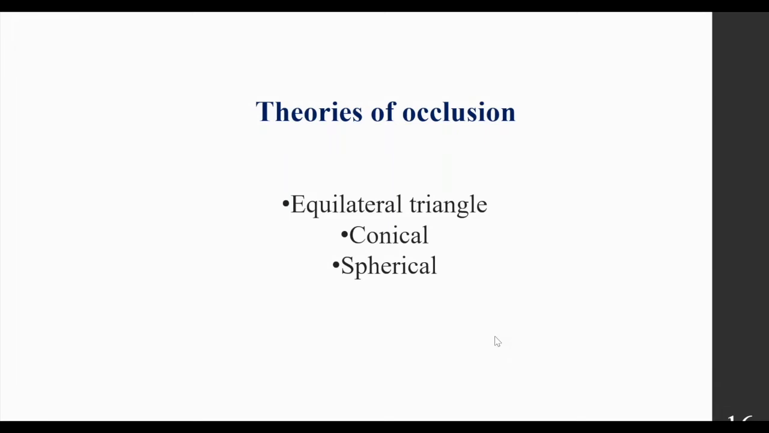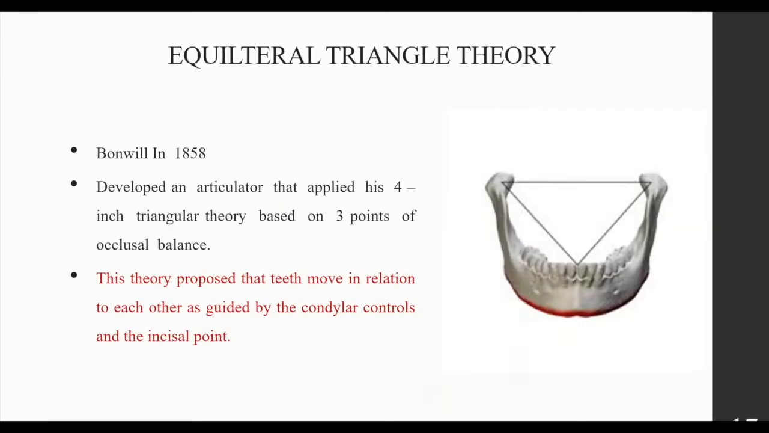And if vertical forces are acting outside the ridge, this will produce tipping of the denture. Coming to theories of occlusion, the equilateral triangle theory was also known as the Bonwill theory, according to which the distance between the condyles is equal to the distance between the condyle and the midpoint of the mandibular incisors. It forms an equilateral triangle of 4 inches. This theory proposed that the teeth move in relation to each other as guided by the condylar controls and the incisal point.